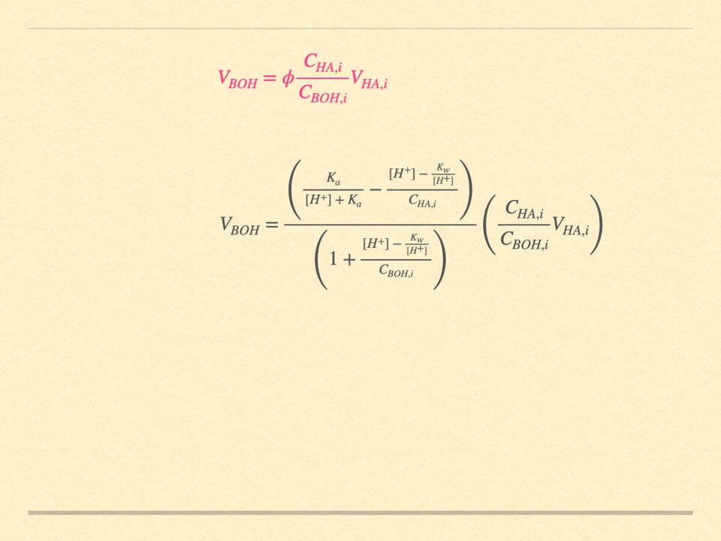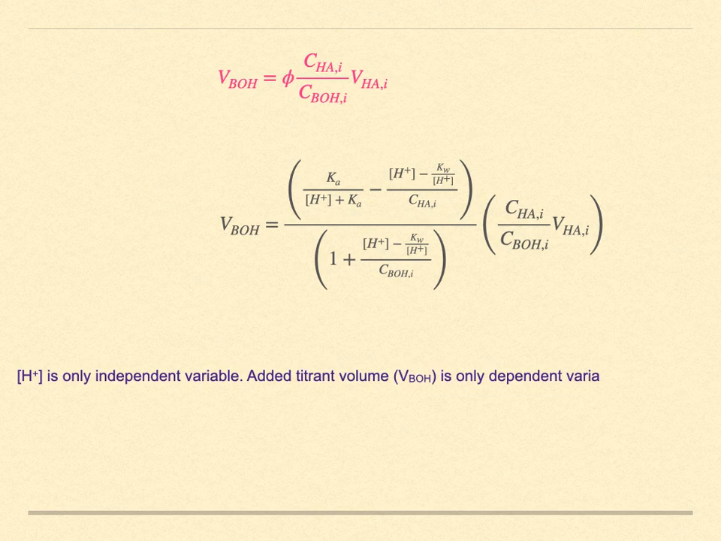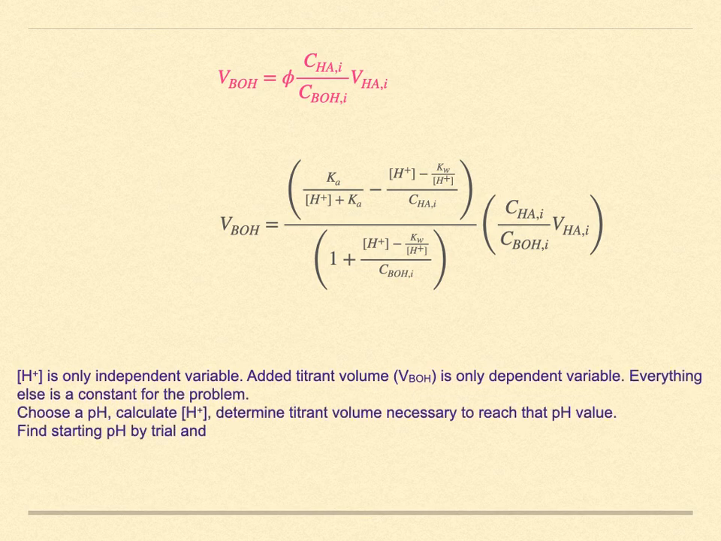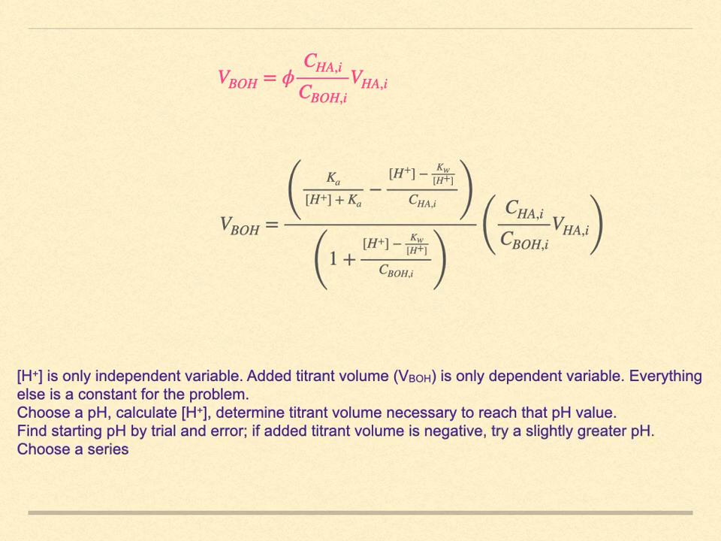And it has the hydronium ion concentration that shows up in 5 different places. So how do you use this? Well, instead of choosing a titrant volume and finding a resultant pH, you choose a pH. Find the titrant volume needed to reach that pH value. So this is why I say that this approach turns the problem on its head.